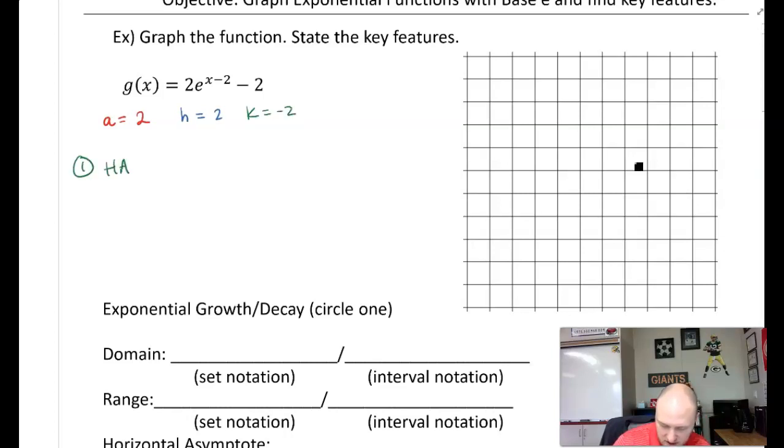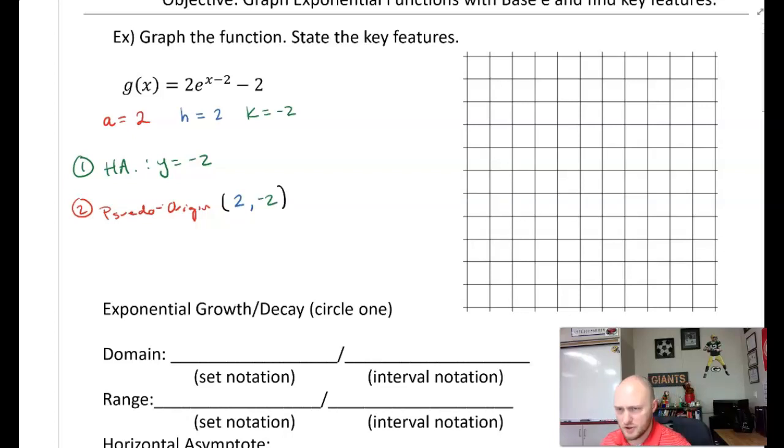So the first thing that you want to get is your horizontal asymptote. That is going to be your k value. And in this case, y equals negative 2. Your second thing that you want to find is our pseudo origin. We want to go ahead and build in our transformations. So our origin is 2, comma, negative 2. That's just h, comma k. So there's our pseudo-origin.